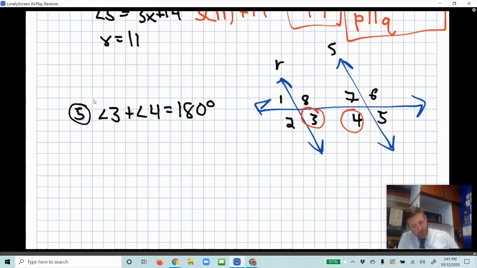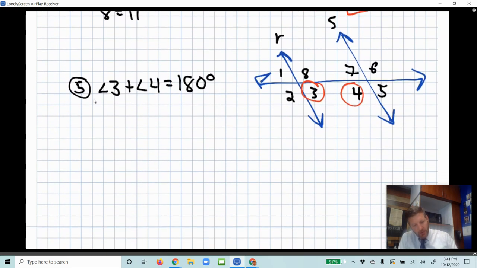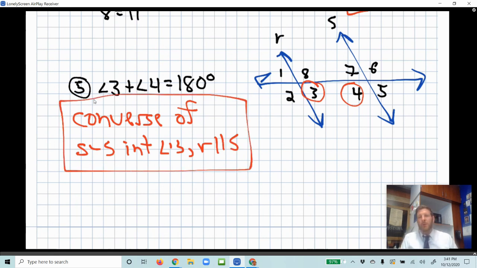Yes, they are. So now, rather than saying converse of corresponding angles, here we would say by the converse of same side, oh, that looks bad, same side interior angles, R is parallel to S. Okay, because in this case, we've proved the lines parallel, not using corresponding angles, but using the fact that the same side interior angles, 3 and 4, are in fact supplementary.